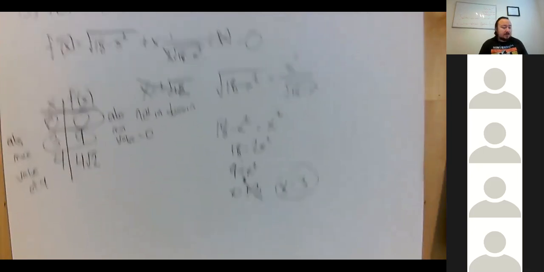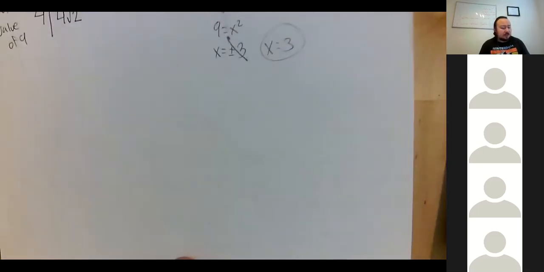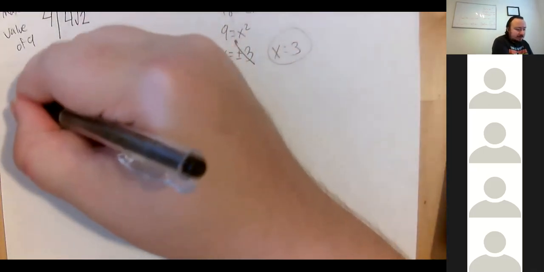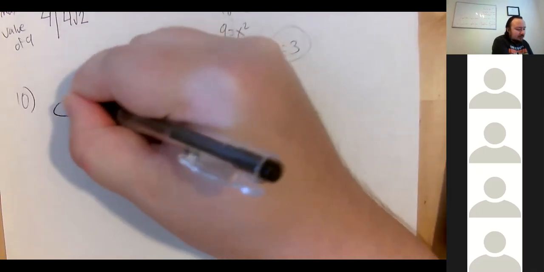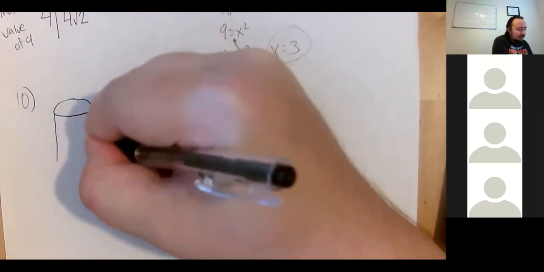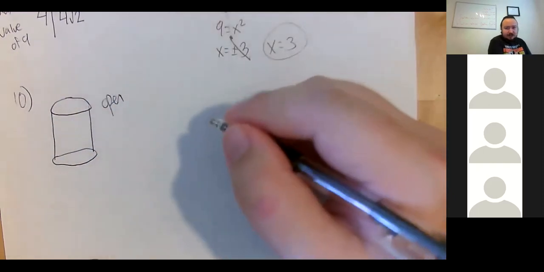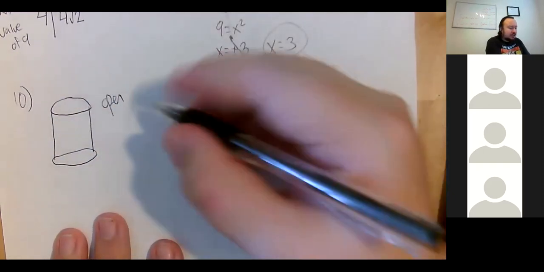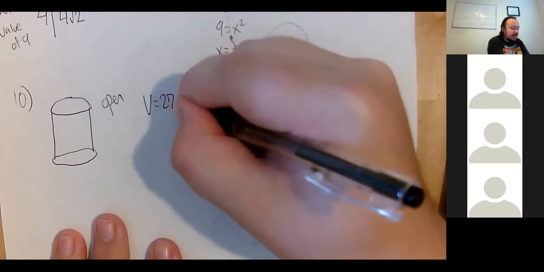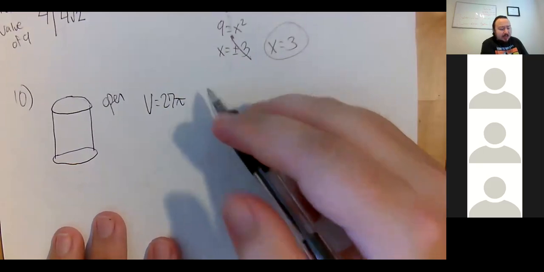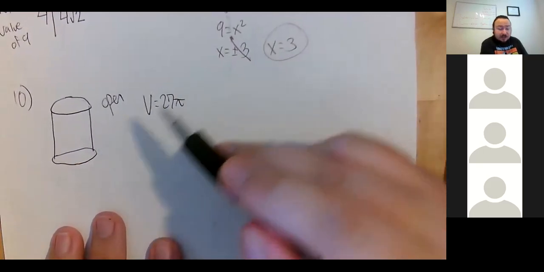Okay, so this is another optimization problem. It's going to be kind of similar to the box one we did earlier, only this time it's going to be a cylinder instead. So we're supposed to have an open cylinder. So the top will be open here. And the volume is supposed to be 27 pi. And we want to make this cylinder using the least amount of material.